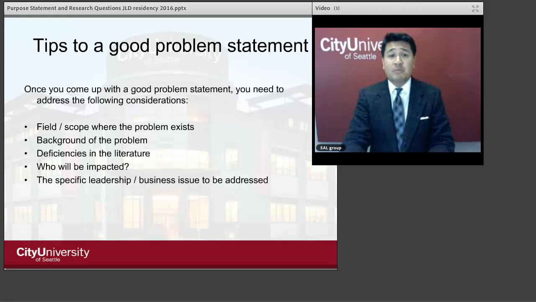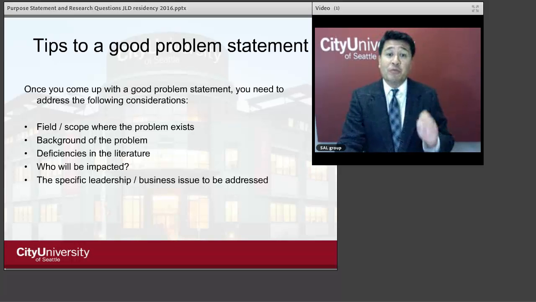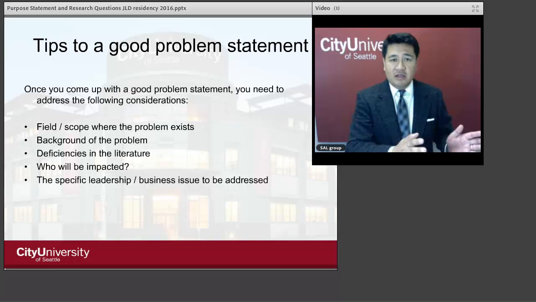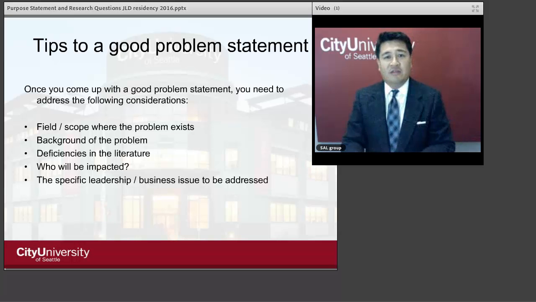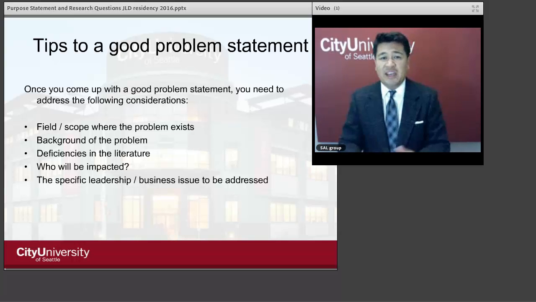Here are some tips for a good problem statement. Once you come up with a good problem statement, you need to address the following considerations. These are good questions to ask when you formulate it. The field and the scope where the problem exists. Are you talking about this area of the discipline or this area of the discipline? Leadership, that's really broad. Leadership in business, leadership in education, leadership in organizations, in nonprofit, in government.